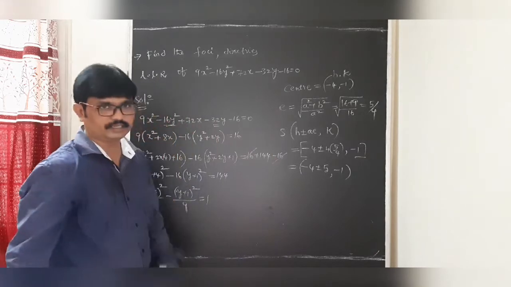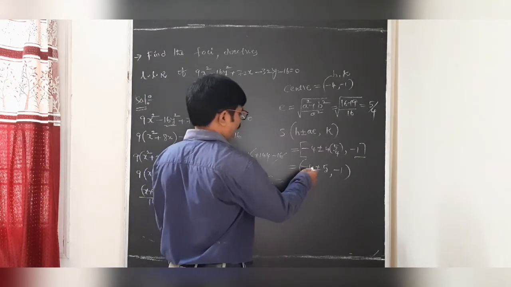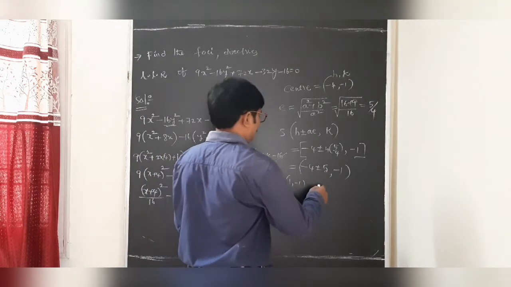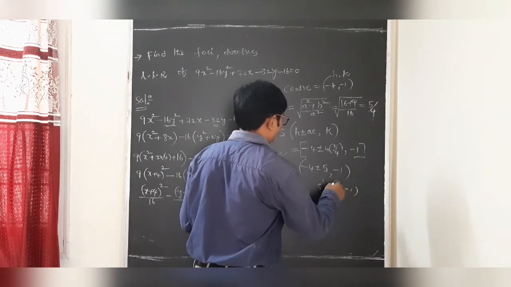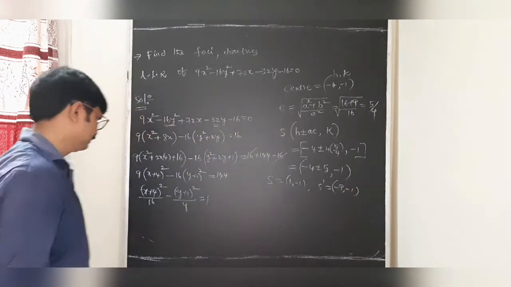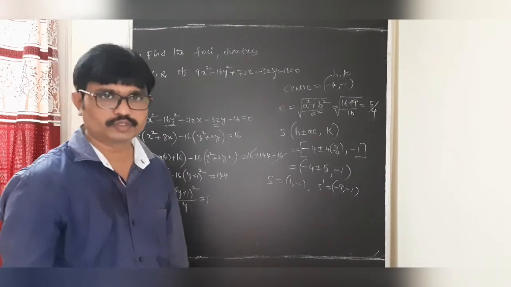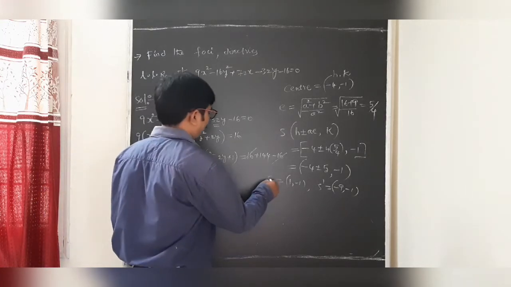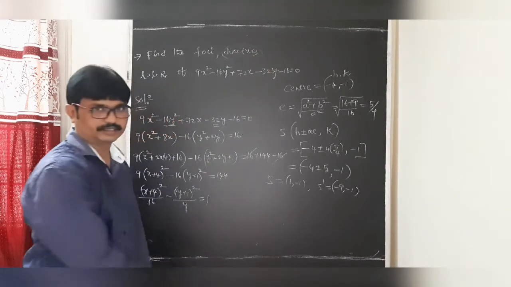Now students, what are the foci? S will be minus 4 plus 5 is 1 comma minus 1, and S dash is minus 9 comma minus 1. These are the foci: 1 comma minus 1 and minus 9 comma minus 1. Now we have to find the equation of the directrix.